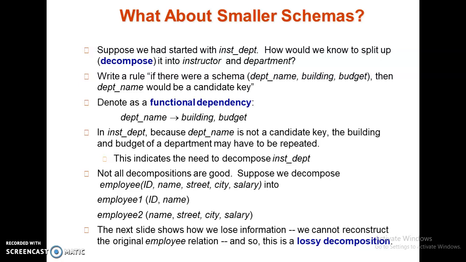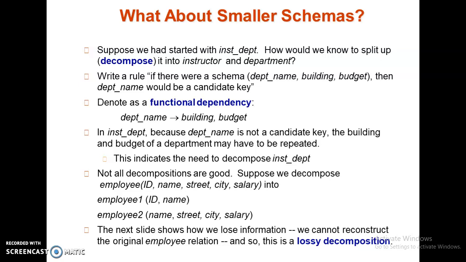Let's look at the second point. Write a rule. If there were a schema department name, building and budget, then the department name would be a candidate key. Obviously, the department name is a candidate or a primary key here. And we can represent this functional dependency, in short an FD. This FD can be represented as department name determines building and budget. Building and budget are the other two columns which are dependent on the department name.